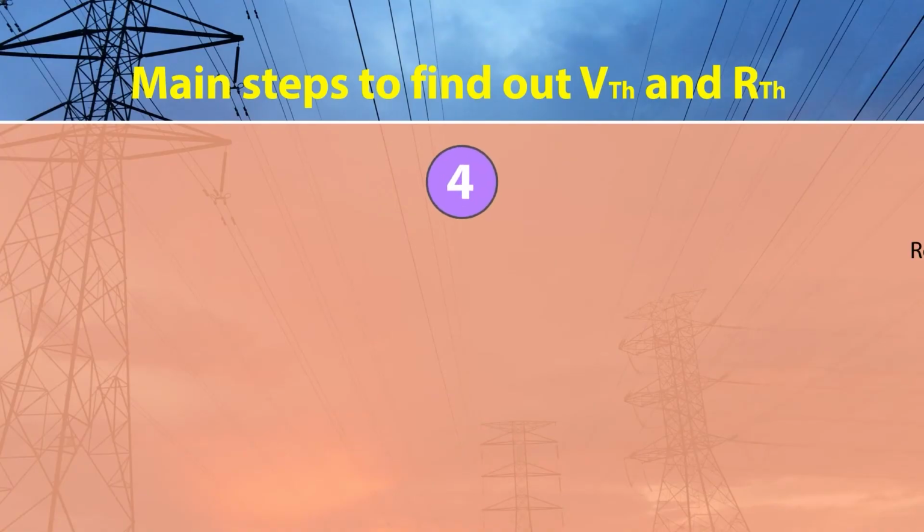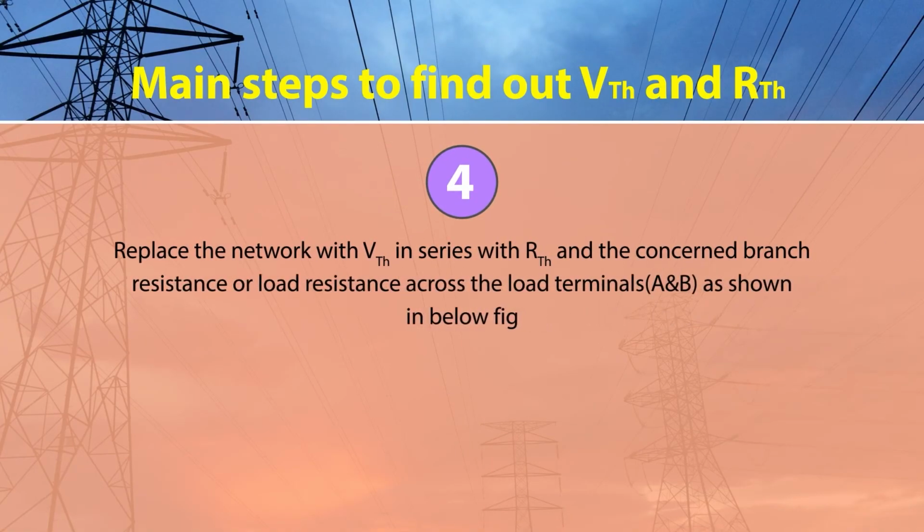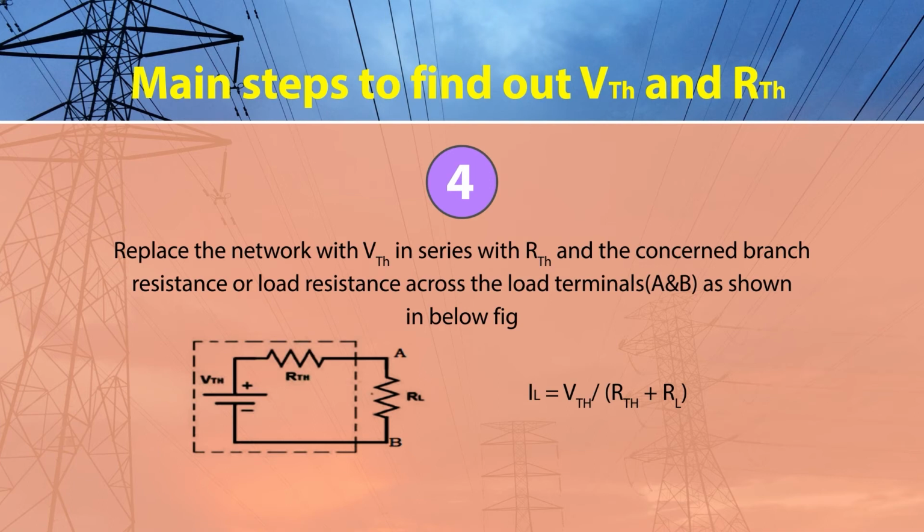The next step is to replace the network with the Thevenin voltage in series with the Thevenin resistance and the concerned branch resistance, or load resistance, across the load terminals A and B as shown in the figure. Here you can see Thevenin voltage VTH is connected in series with the Thevenin resistance and load resistance RL. Now you have to find out the load current IL, which is flowing through branch AB, or you can say the current flowing through load resistance RL.